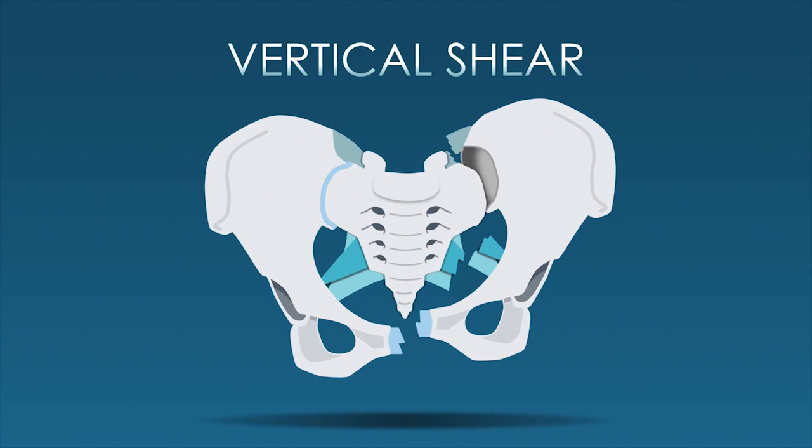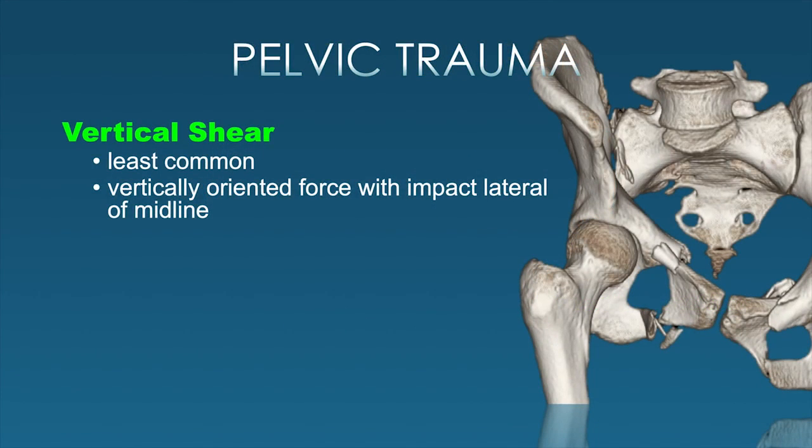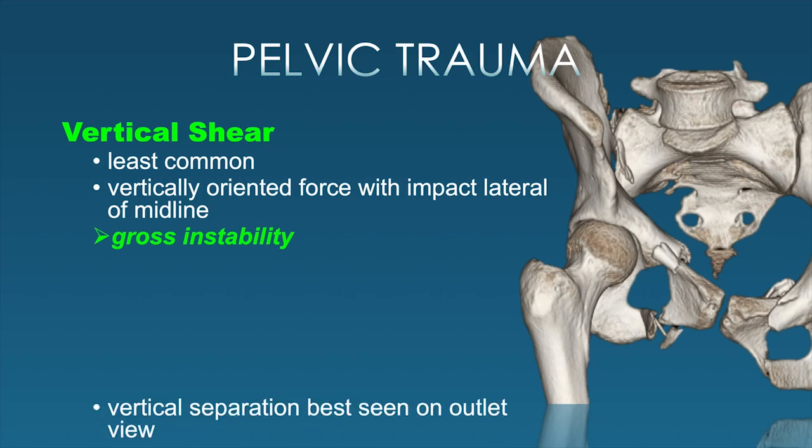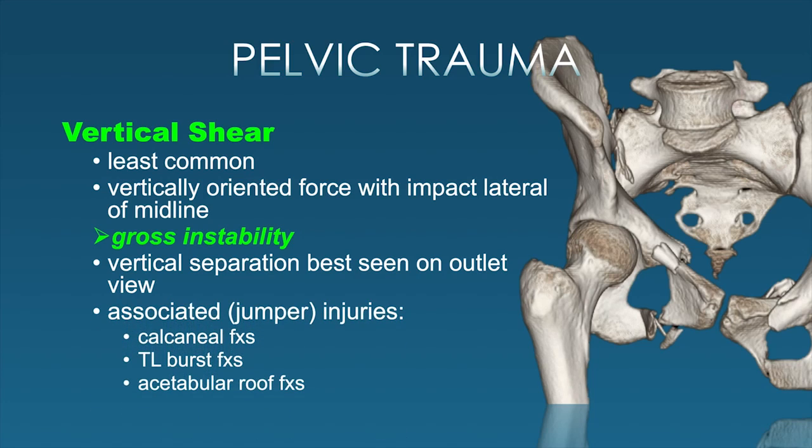Let's move to vertical shear, where we have separation of one hemipelvis completely from the rest of the ring with vertical separation. This is vertical instability, a grossly unstable situation. It is the least common, probably one of the most destructive pelvic injuries that there are, and the impact is off midline, grossly unstable. Vertical separation can be seen on the outlet view to better advantage in many cases.